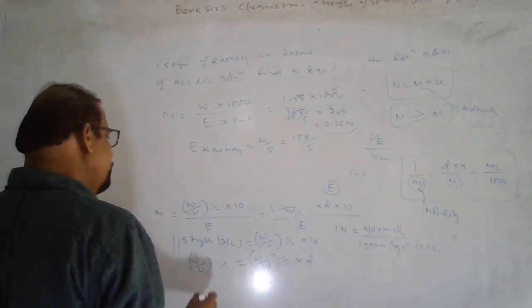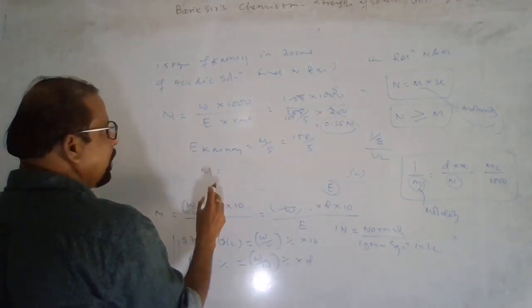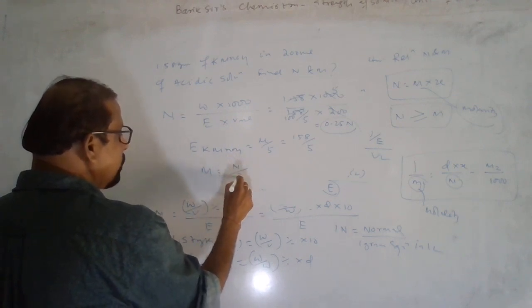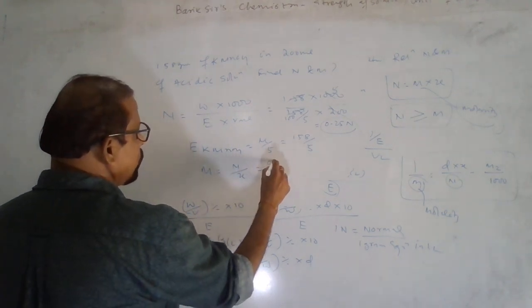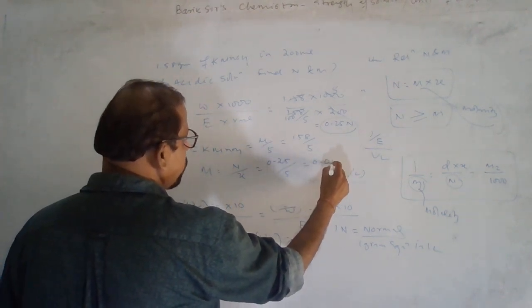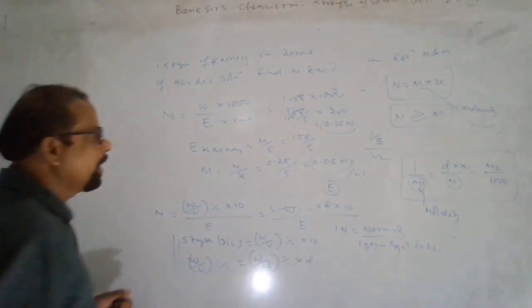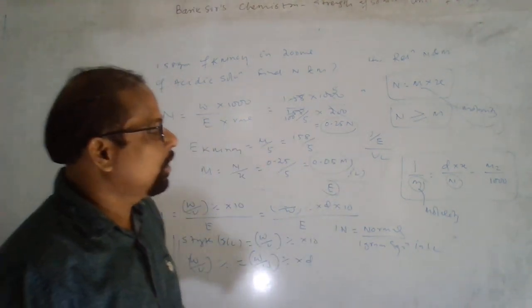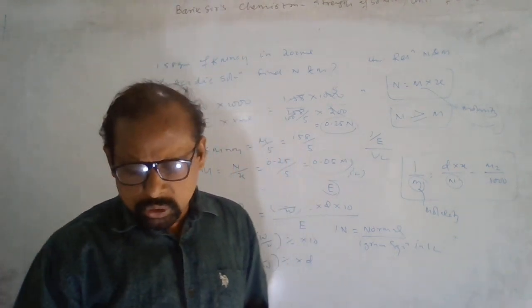If the normality is 0.25 N, then the molarity will be normality by X. So 0.25 by 5 will be 0.05. Molarity will be equal to 0.05, that is 1 by 20. So this way you can solve.